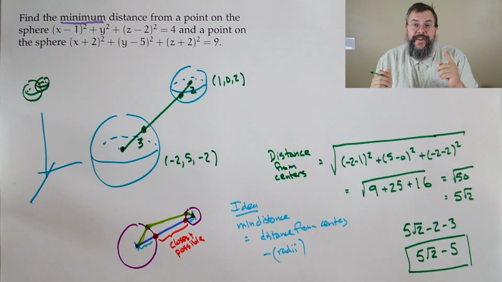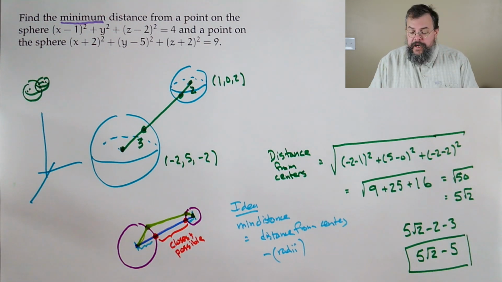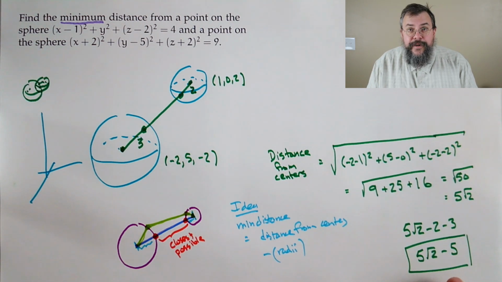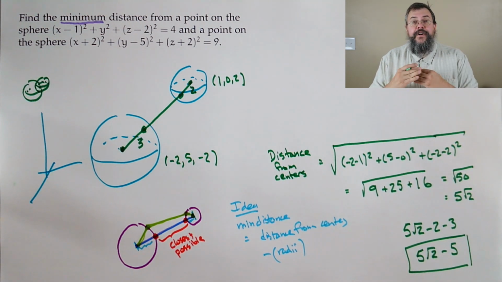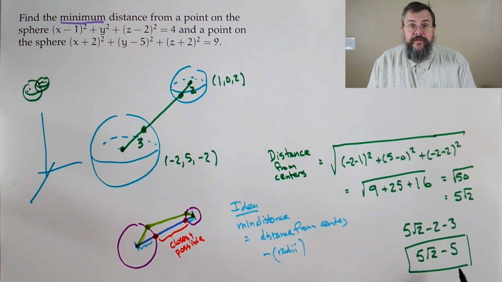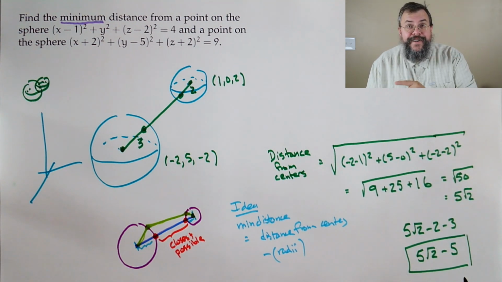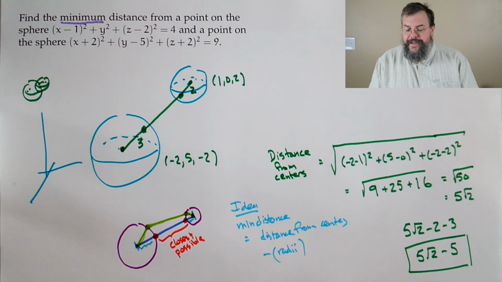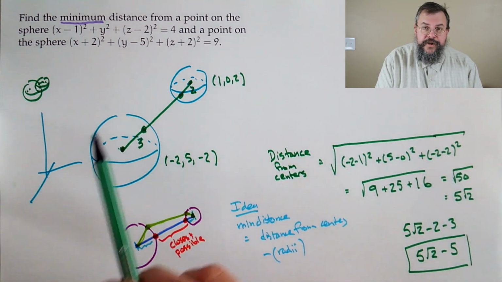How would we check to see that? Well, what we would look at is, let's look at the value of this. If they actually overlapped, what would end up happening is we'd end up with a negative value at the end. So the question is, is 5 root 2 minus 5 positive or negative? And good news, it's positive. All right, and therefore we had the right picture in mind.